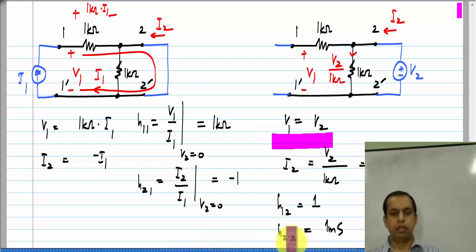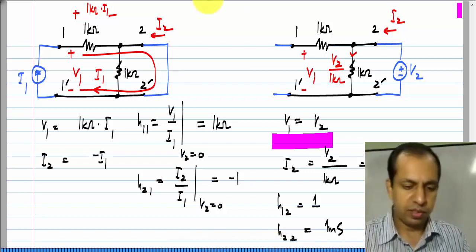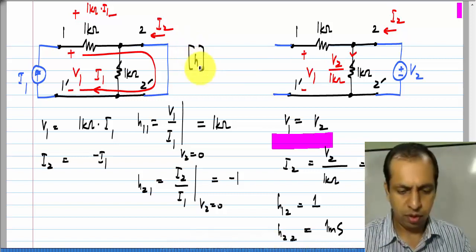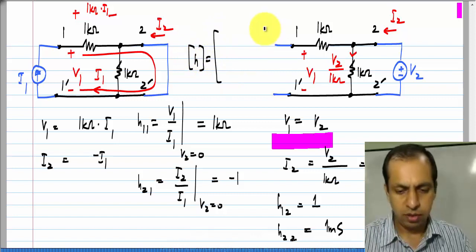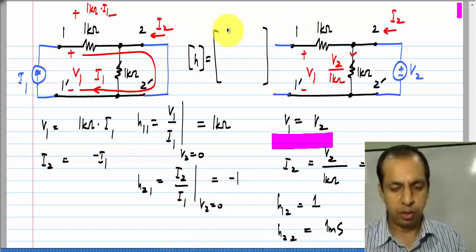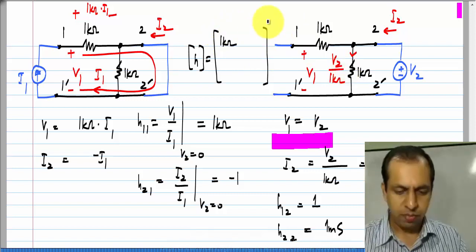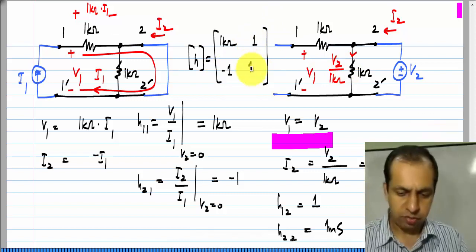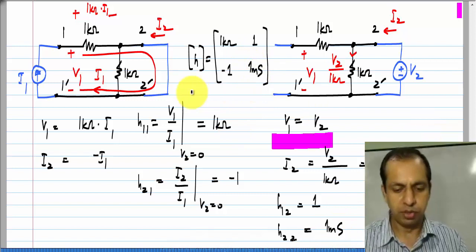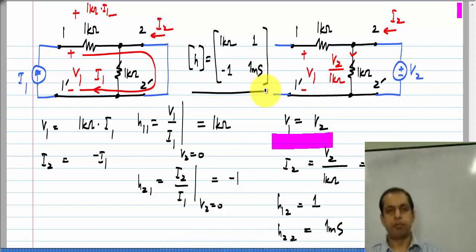So, the H parameter matrix for this circuit as expected has hybrid quantities. The resistance here is 1 kilo ohms and this is just 1, this is minus 1, and there we have 1 millisiemens. So, that is the H parameter matrix of this circuit.